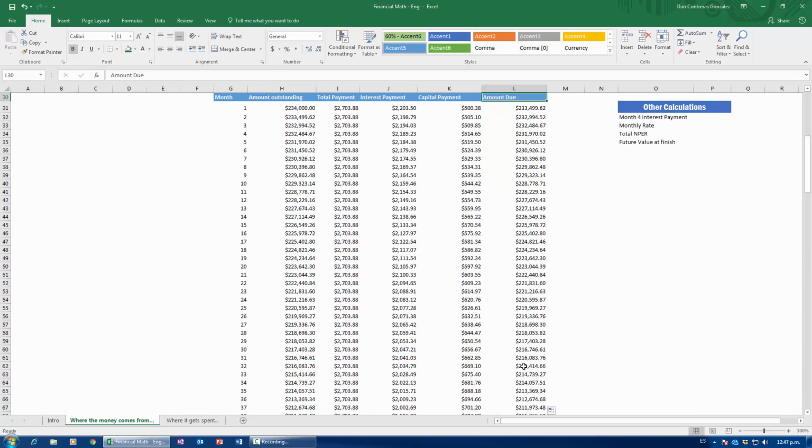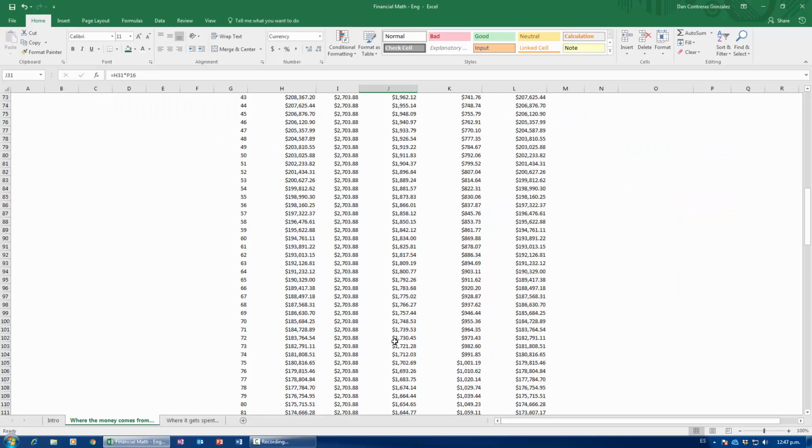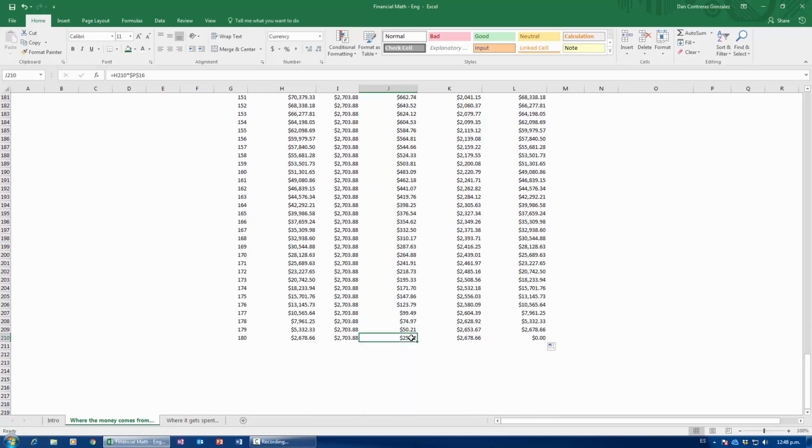Now, notice the structure of capital that I'm talking to you about. The loan structure that I'm talking to you about right here. Interest payment starts out high. The first month you're paying $2,200 in interest. Whereas, say in month 130, you're already only paying every month $1,000 in interest. And at the very last month of the loan, you're actually just paying $25 in interest, all right?